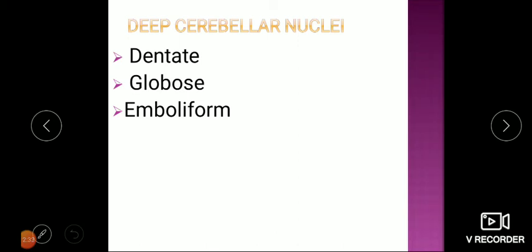Now the deep cerebellar nuclei are of 4 types: dentate, globose, emboliform and fastigial nuclei. So these 4 deep nuclei are there, and they have connections with different parts of the cerebellum.